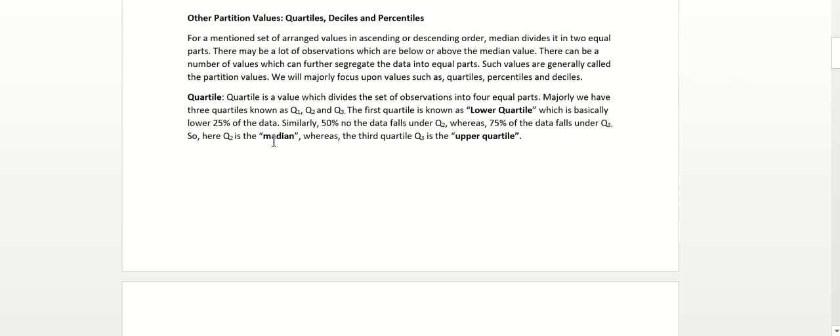Okay. So majorly we have three quartiles, because we are dividing the whole data into four parts: Q1, Q2 and Q3. The first quartile is known as the lower quartile, which is basically the lower 25% of the data. Similarly, 50% of the data falls on Q2. Q2 is also known as the median because this is the middle value. And 75% of the data falls under Q3, right? So Q3 is called the upper quartile.